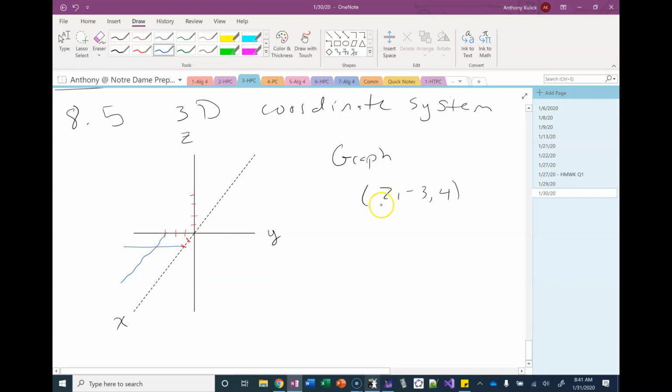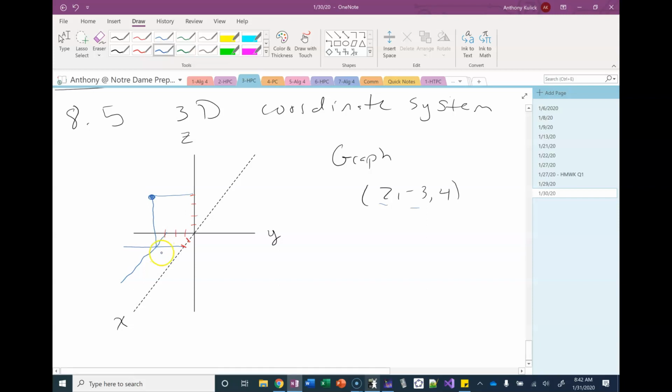So I started at the point 2, 0, 0, and drew a line that's parallel to the y-axis. Then I started at the point 0, -3, 0, and drew a line that's parallel to the x-axis. Now I'm going to start at the intersection of those 2 lines and draw a line that's parallel to the z-axis. And where that z-axis line intersects that highest point on the z-axis, that is my point.